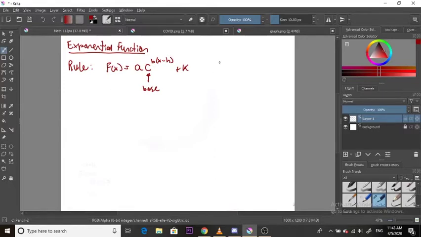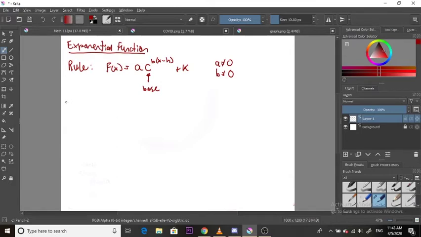Now, for this function, you cannot have a equal to zero, and your b cannot be equal to zero either, because then it would not be an exponential function. It would be something else. If your a was zero, then it would be a constant function. And if your b was zero, then it would just be a linear function. So this is the base rule.